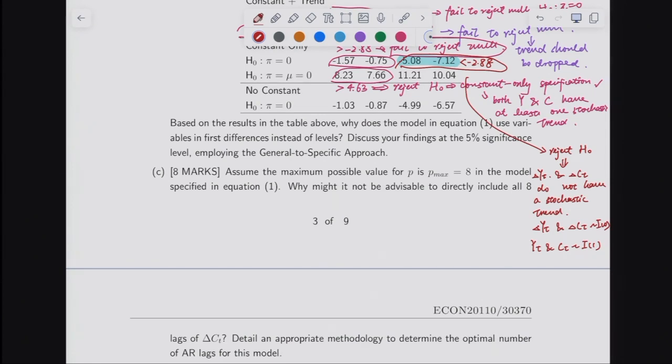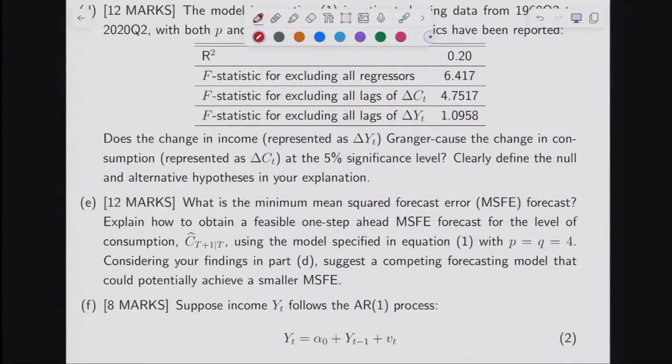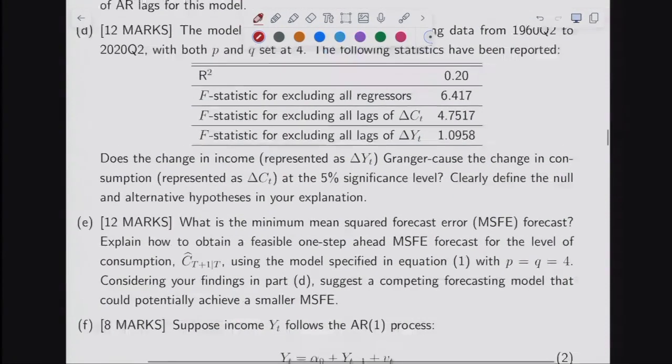So part D is related to the last lecture on time series. In this question, we're asked whether the change in income Granger caused the change in consumption at the 5% significance level. So essentially, this question asks us to test formally for Granger causality. Now, one thing you have to keep in mind: while there's a term causality in Granger causality, it's not the causality that we're discussing in topic 5. Granger called this causality, but actually it's all about prediction. It's about predictability.